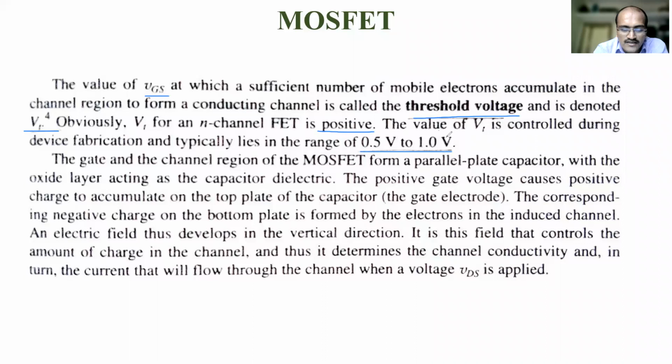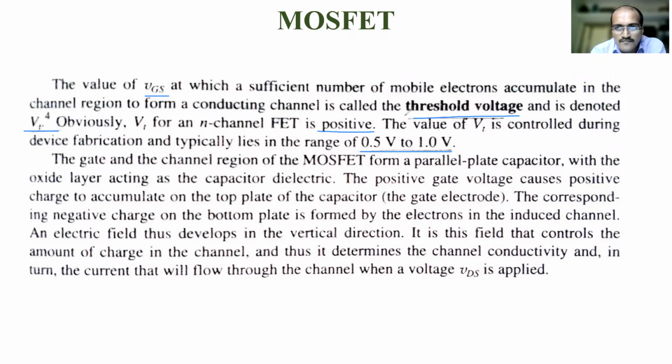In the diode, you had the cut-in voltage of 0.7 for silicon, and for the BJT transistor you had a base to emitter voltage VBE of 0.7. In the same way, here we call it the threshold voltage to form a channel, which is 0.5 to 1 volt here. Clear? Then the gate and the channel region of the MOSFET form a parallel plate capacitor.